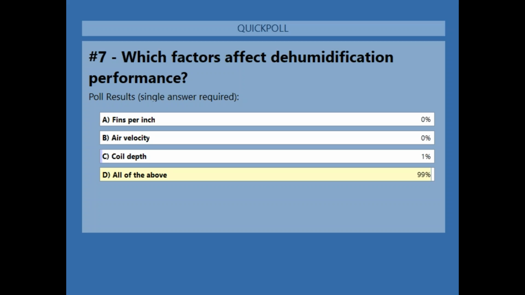The fins per inch matters because that gives me more surface area. The air velocity matters because the air goes through the coil more slowly and hence touches the surface area. And the coil depth matters because that also gives me more surface area. So D, all of the above.